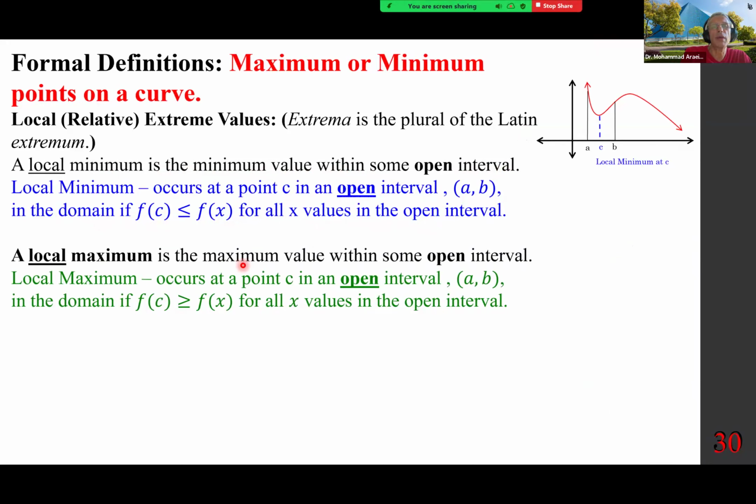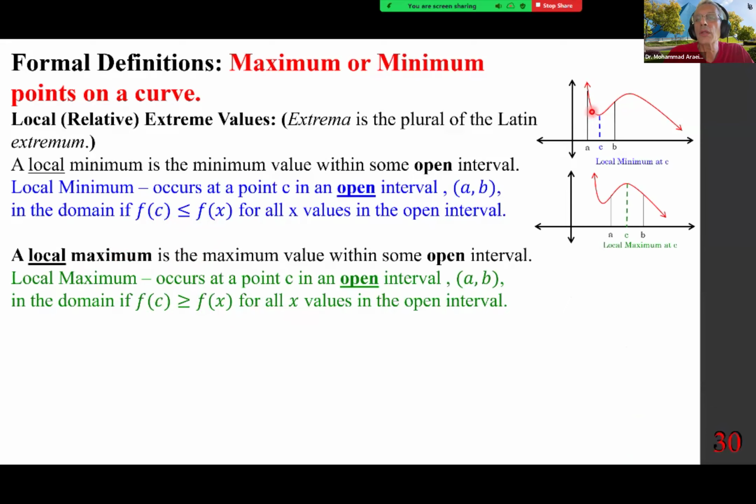A local maximum is the maximum value within some open interval. Similar to that, a local maximum occurs at the point c in an open interval of a to b in the domain such that, in this case, f of c is greater than or equal to f of x for all x values in the open interval. So if you look at this one, this is a local min, this is a local max, local min, local max. So we can distinguish between the two. So peaks and valleys, a peak is a local max, a valley is a local min.